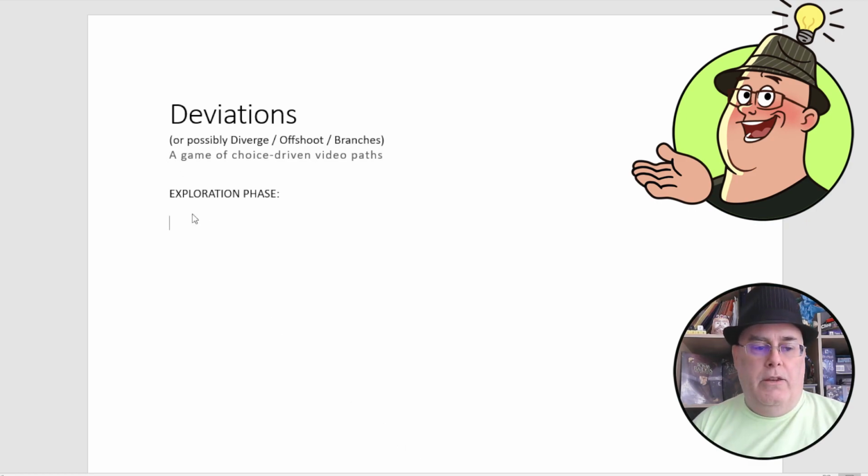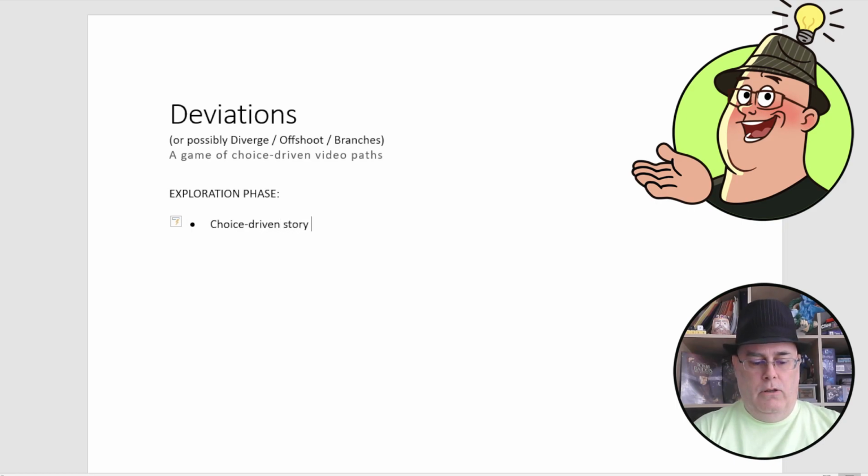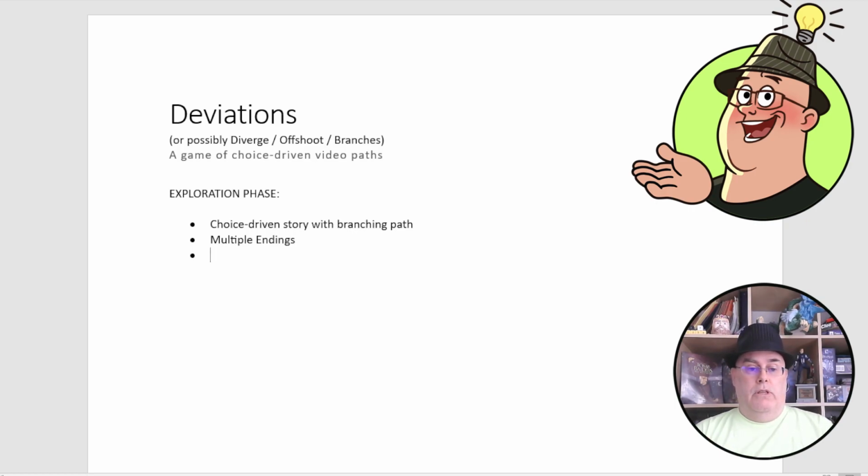Okay, so there are some core ideas I want to explore in this game, and the primary is choice-driven story with branching paths. By which I just mean that the player will be making choices and they will get a different story depending on the choices they make. I want multiple endings because if all of your choices lead to the same thing, then they probably didn't make terribly much difference along the way. And another issue I need to think about is the presentation.